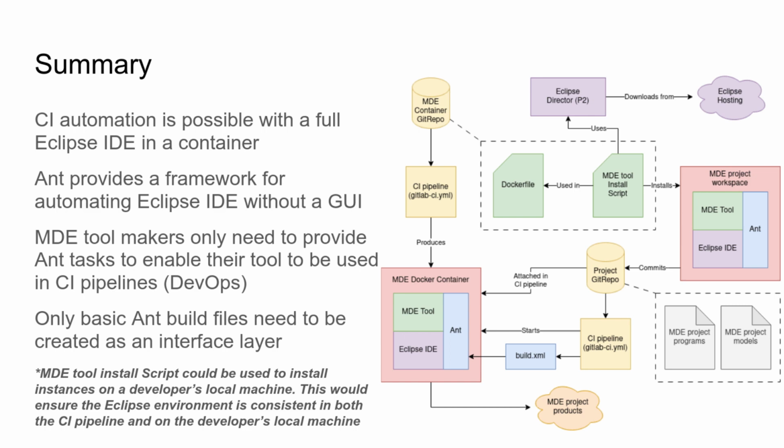As a CI pipeline author, you're not required to have an in-depth knowledge of Ant build file structures. It is entirely possible to have small build XML files as an interfacing layer between your CI scripts and the Eclipse IDE, which is hosting the MDE toolset that you're using. Furthermore, the CI pipeline skills that we learn to automate our MDE project are the same skills that can then be reapplied to the creation of our Docker images that contain our MDE toolsets.